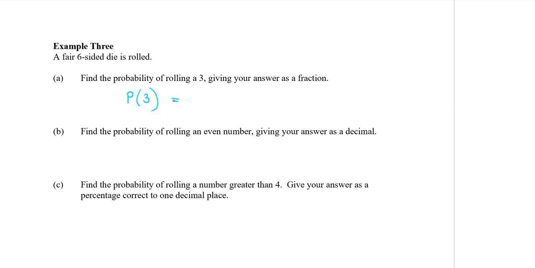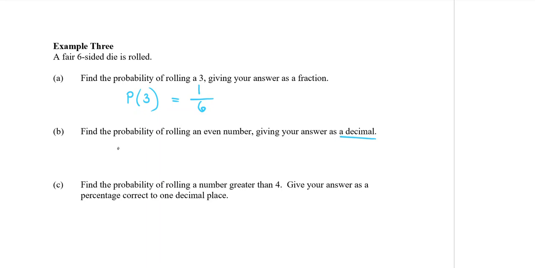If there are 6 numbers on a dice, there's going to be a 6 on the bottom. How many favourable outcomes are there? How many 6s are on a dice? Just 1. So there is a 1 in 6 chance of getting a 3, sorry, not a 6. A 3 on your dice. Part B. Find the probability of rolling an even number, this time giving your answer as a decimal.